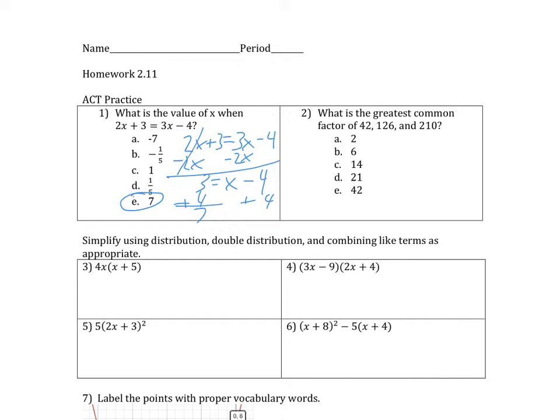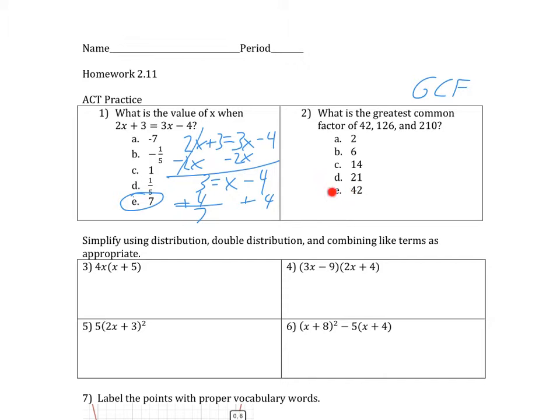Number 2, what is the greatest common factor of 42, 126, and 210? Let's first talk about what a greatest common factor is. A greatest common factor is the largest number that divides evenly into all three of those numbers. The largest number that divides into all three of those. And there are some math techniques of figuring that out, but in this case, we have these answer choices.